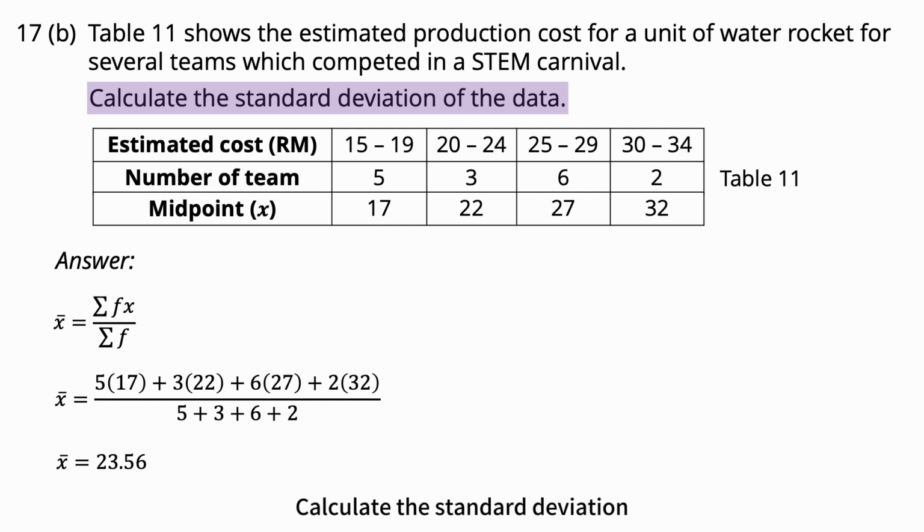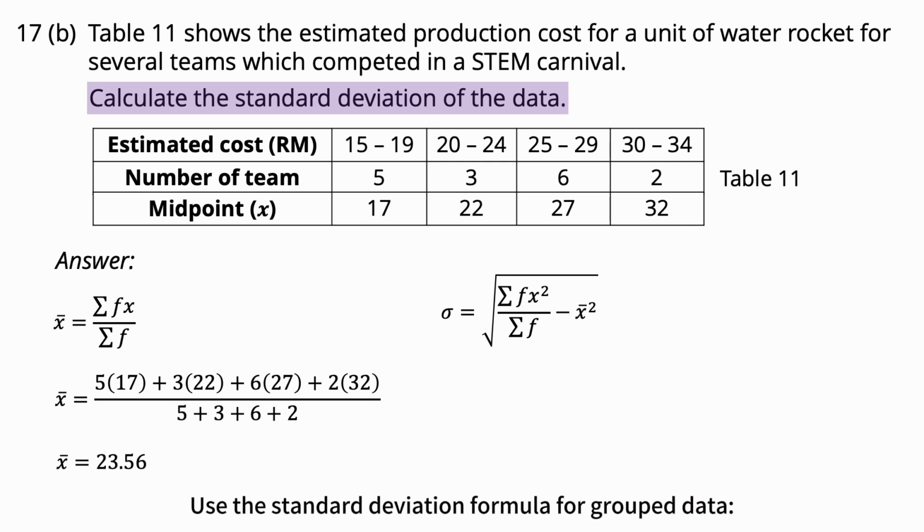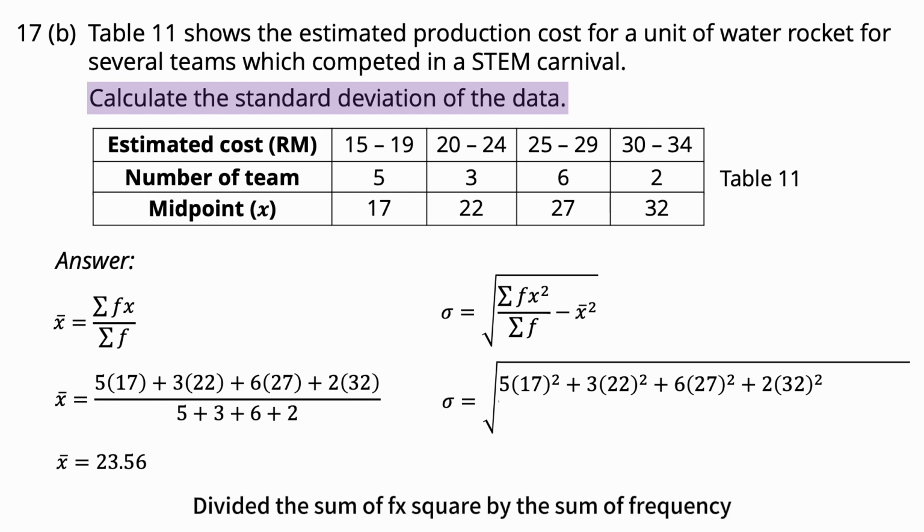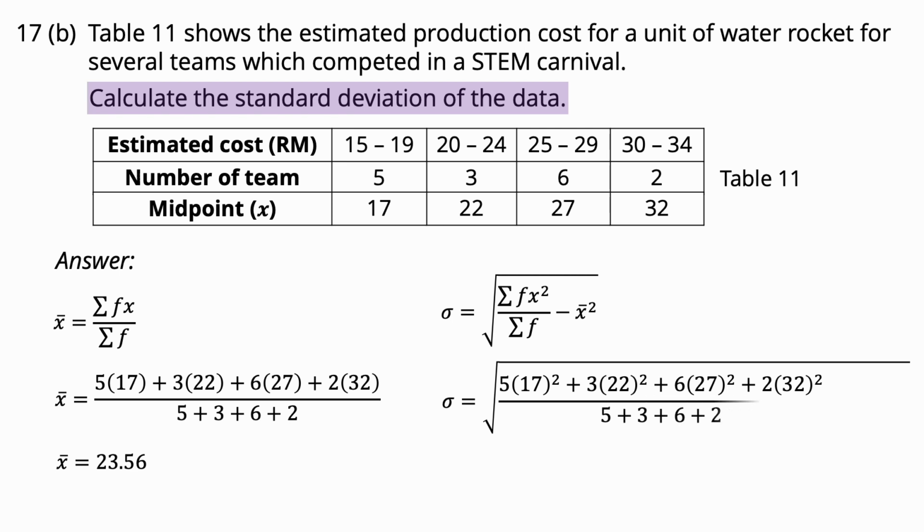Step 3. Calculate the standard deviation. Use the standard deviation formula for grouped data. Square each midpoint and multiply by its frequency, add them up. 5 times 17² plus 3 times 22² plus 6 times 27² plus 2 times 32². Divide the sum of fx² by the sum of frequency, 5 plus 3 plus 6 plus 2. Then, deduct the mean squared, 23.56². Square root the value obtained. The standard deviation is 5.23.